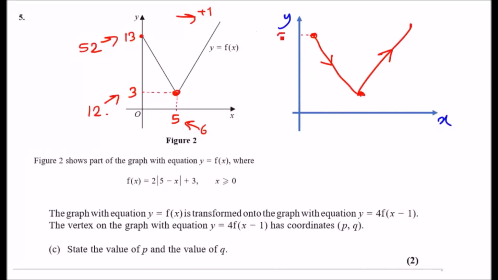Sorry, that's my clock. So that becomes 52 here. This coordinate here is 1, 52. This one here is 12, and this one here is 6. And that's it. So this vertex here is going to be 6, 12. So the value of p is 6, and the value of q is 12.